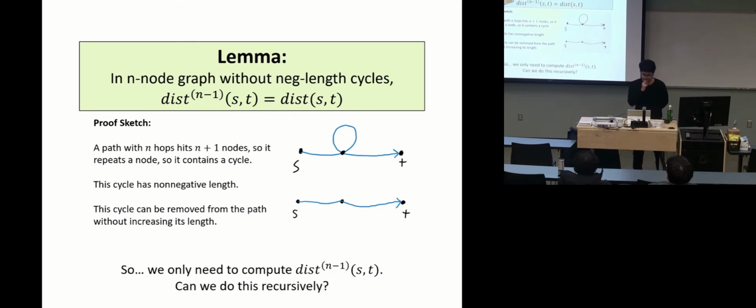So now we can say that the goal is just to compute the n-1 hop-bounded distance from S to T for all T. Can we do this recursively now? We came up with this notion so that it's easier to come up with a recursive algorithm. And what we want to do now is try to compute this thing in a recursive way. So that's my question to you.